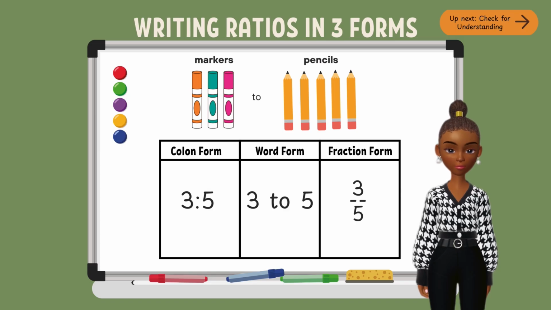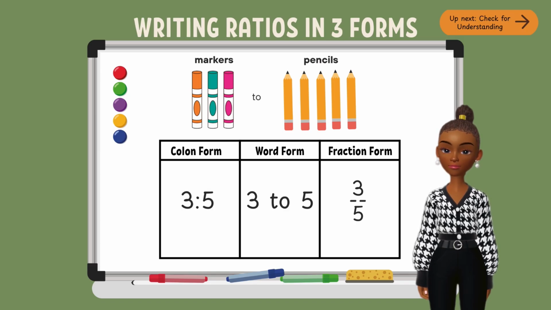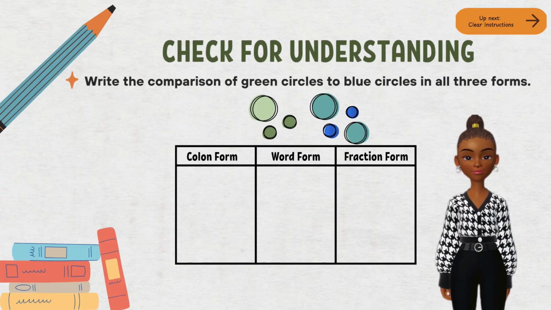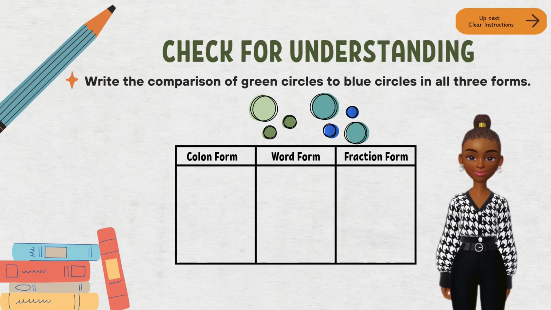Now, when it comes to word form, you don't have to spell out the numbers, you're just spelling out the word to, T-O. Now you try. Write the ratio of green circles to blue circles in all 3 forms. Pause the video and answer.